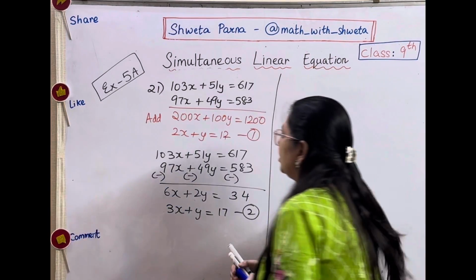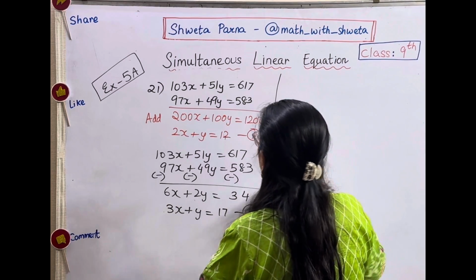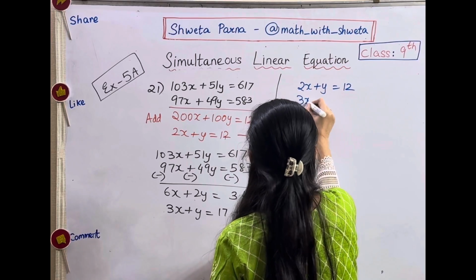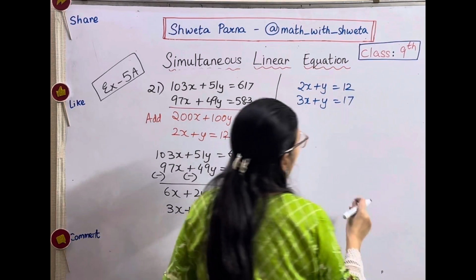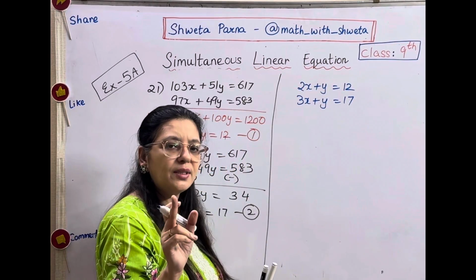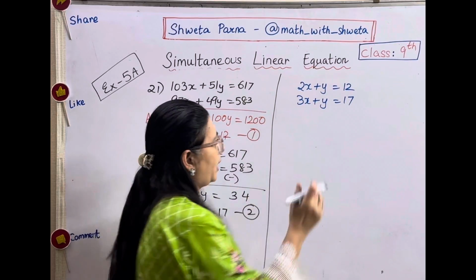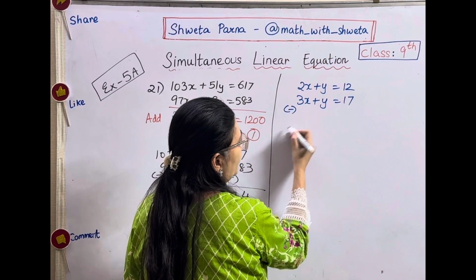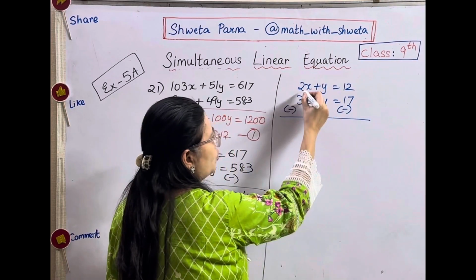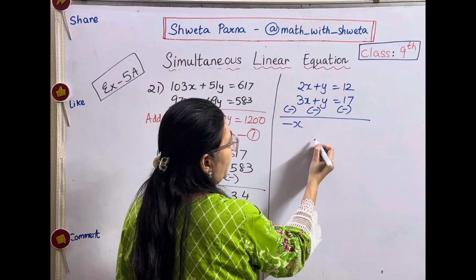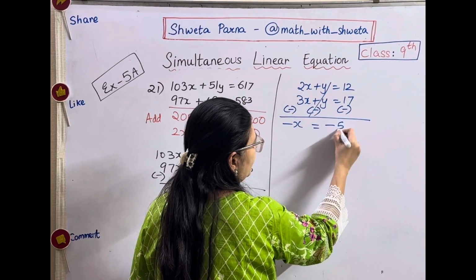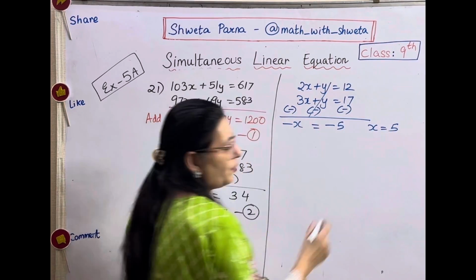Okay. Now, let's solve these two equations. The equations are 2x plus y is equal to 12 and 3x plus y is equal to 17. Now see, both have y common, right? The only thing is the signs are same. So whenever the signs are same, what you will do? You will subtract. So here this is positive, so this will become negative. Positive will become negative. So 2x minus 3x is minus x. y minus y gets cancelled, is equal to 12 minus 17 is minus 5. So therefore x is equal to 5.